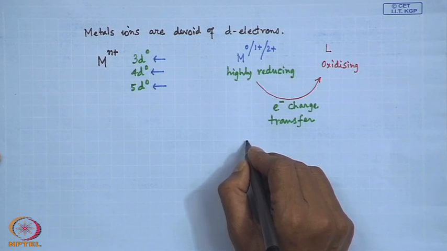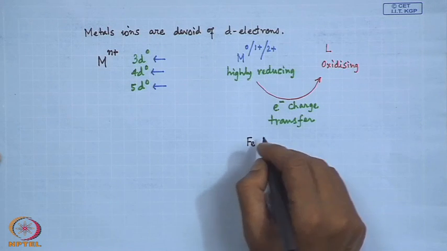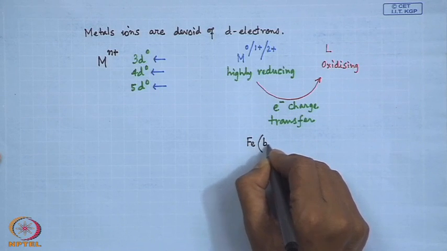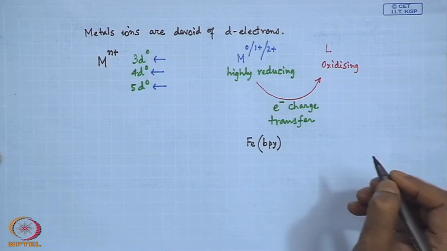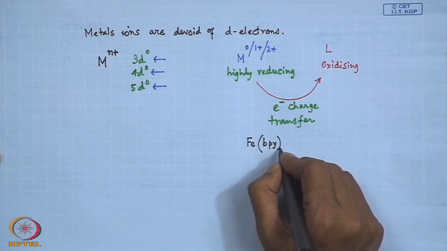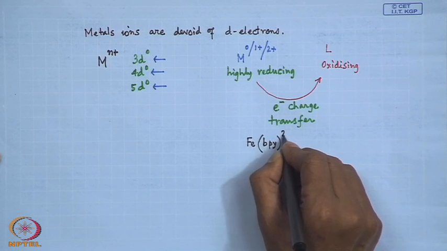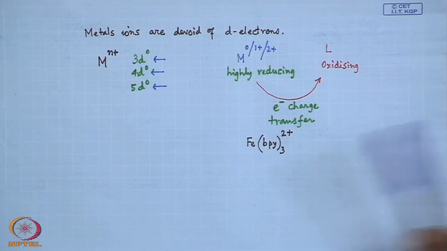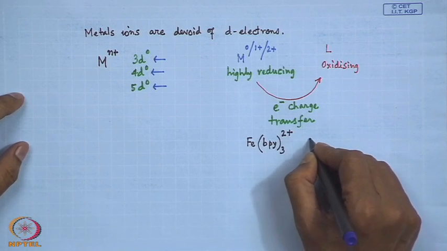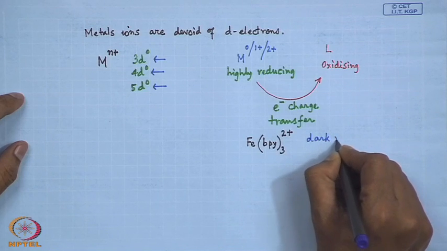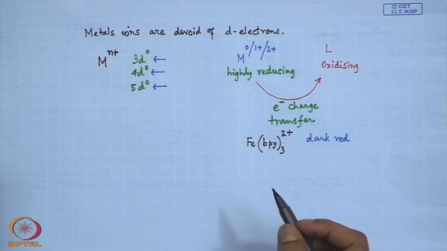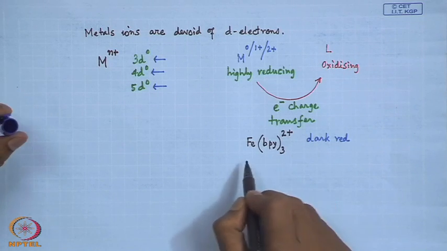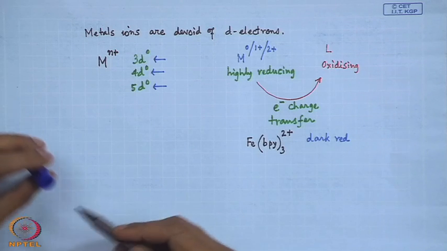In this case we can have the iron system in +2 oxidation state, and bipyridine can be the ligand, which is the oxidizing ligand, and the corresponding tris chelate will show an octahedral compound, and it can be dark red in color. Now, due to simply charge transfer, no d-d transition can take place in this particular case, iron in +2 oxidation state.